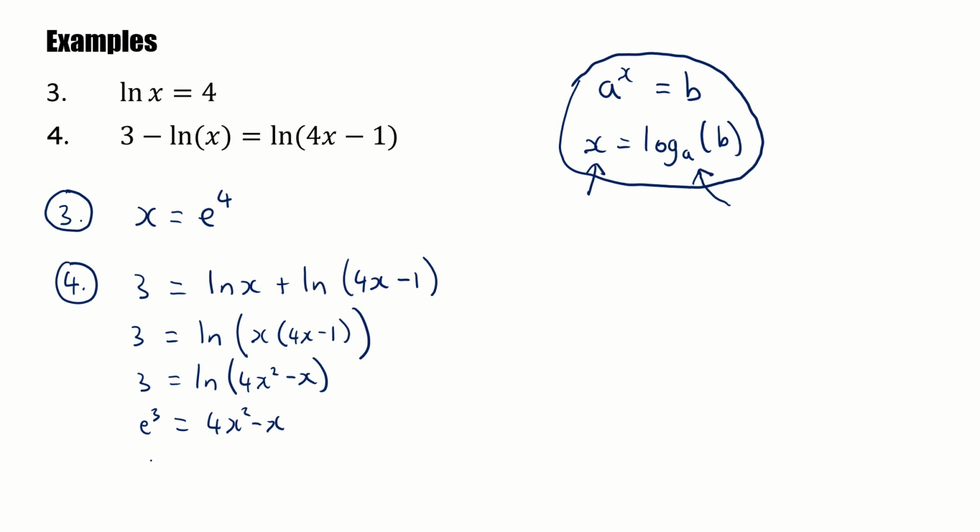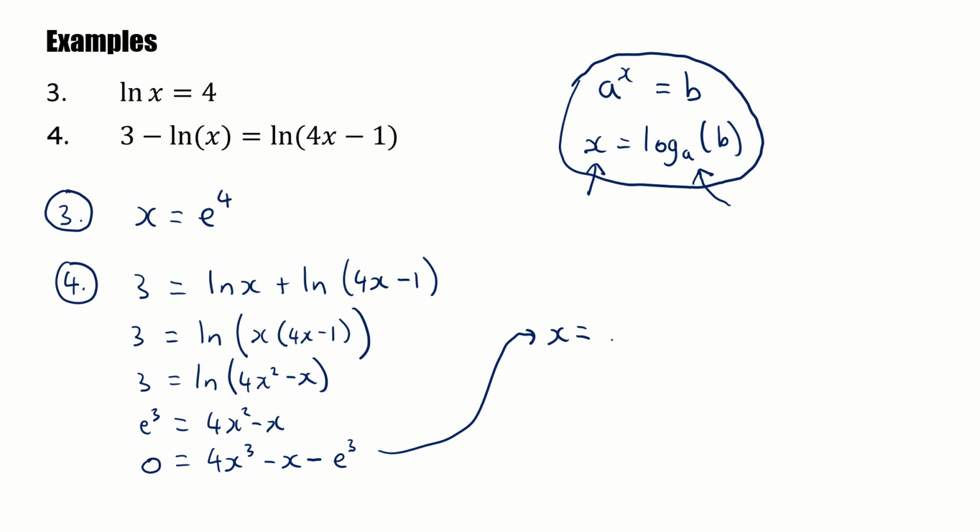This of course is just a quadratic now, although it looks really horrible because you have e to the power of 3 there. That is just a number. A horrible number, but a number nonetheless. So therefore it's a quadratic with an a coefficient of 4, a b coefficient of minus 1, and a c coefficient of minus e to the power of 3. So then of course you're going to want to use the quadratic formula to solve it.